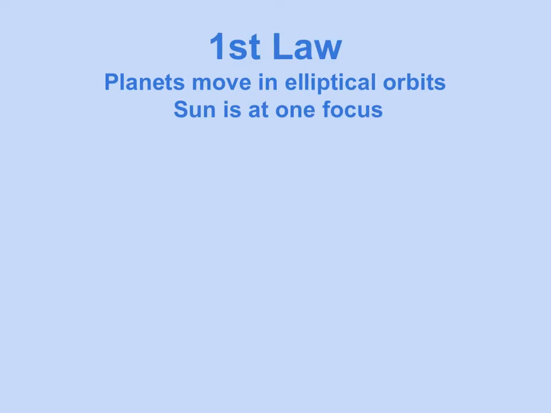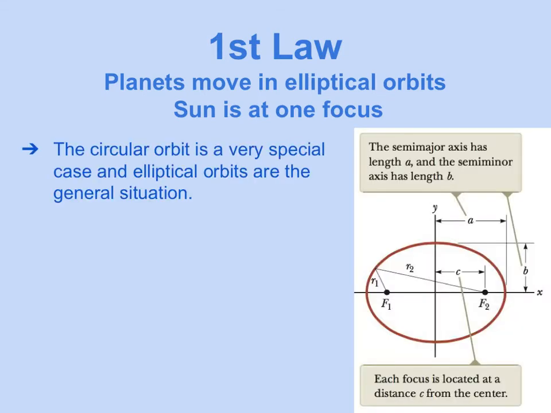Kepler's first law made the connection between the motion of the planets and an elliptical path. So it seemed as though things were moving in a circular path, but in fact he was able to deduce from the data that they actually move in an elliptical path around the sun. And the sun is at what we call the focus of the ellipse.